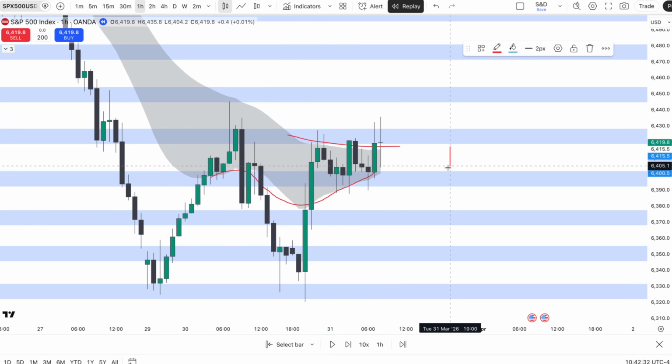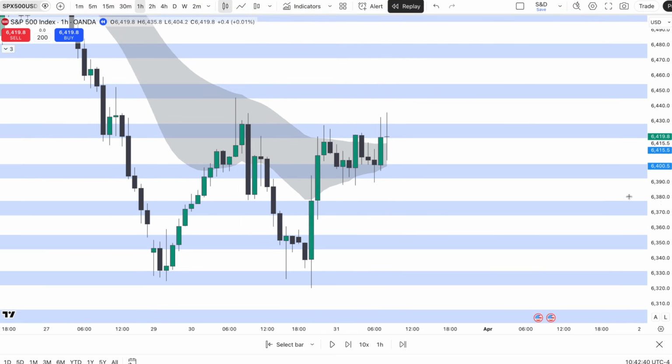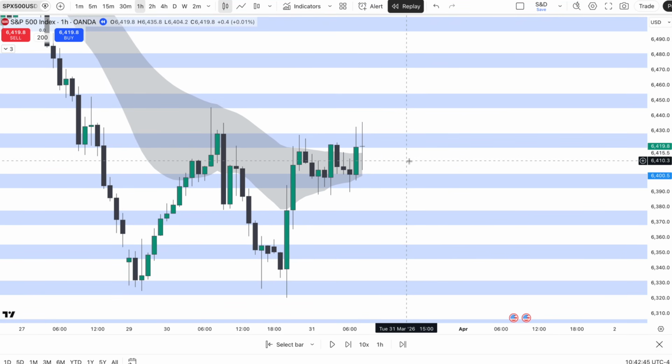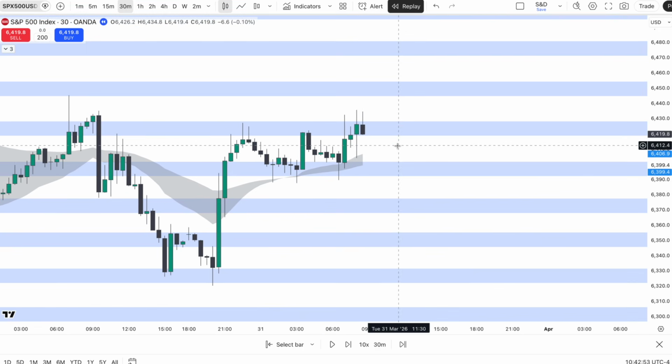And when it comes to the cloud, we see that the cloud has properly flattened, which confirms even further that we're in a range. That means we don't have a bias toward either side. It has an equal chance of breaking out to the upside or to the downside. And since we're in a range, we just want to be extra cautious of that. So our bias for the 1 hour is neutral. Let's drop down to the 30. And on the 30, we see something similar, which is that the cloud is relatively flat.